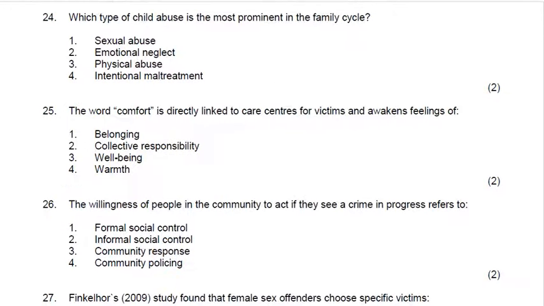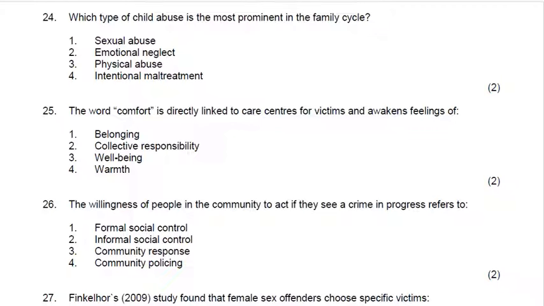24. Which type of child abuse is the most prominent in the family cycle? Okay, the answer is 1. Sexual abuse. That is found on page 48 of our study guide.